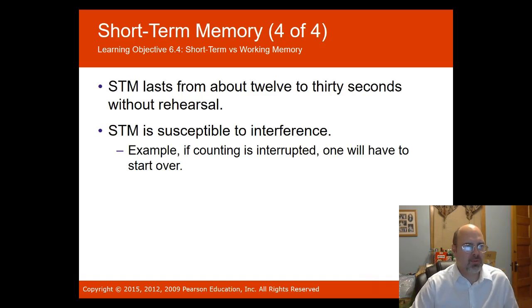Short-term memory is susceptible to interference. In other words, have you ever tried counting something and somebody was counting at the same time? You get messed up and you have to start over. Interference can easily mess up our working memory. Okay.